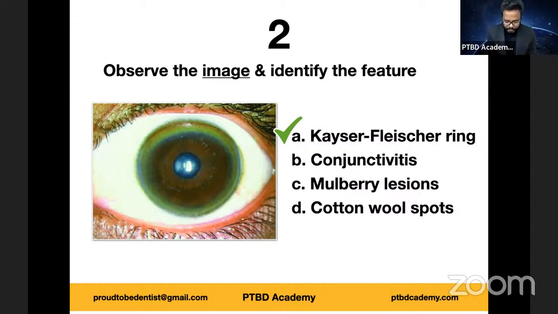So this excess copper is being deposited. The interesting thing here is these KF rings do not cause any impairment of vision, but disappear with treatment and reappear with disease progression. So it helps us to evaluate the prognosis or disease progression as such. And as I mentioned already, KF rings are not specific to Wilson's disease alone. You can make a note of that point. Okay, right. So option A is the right answer.